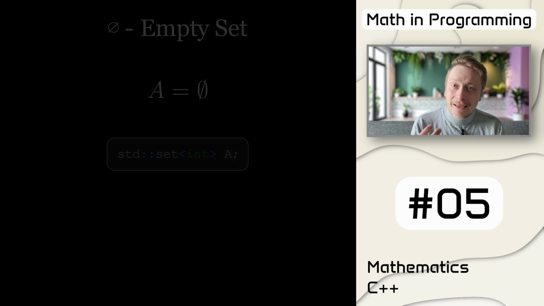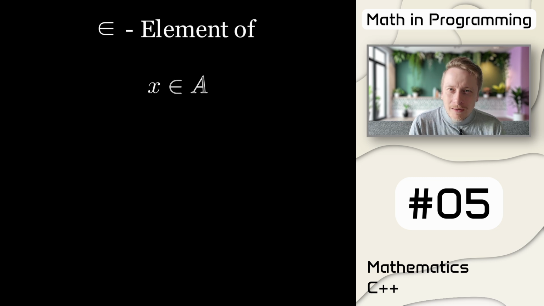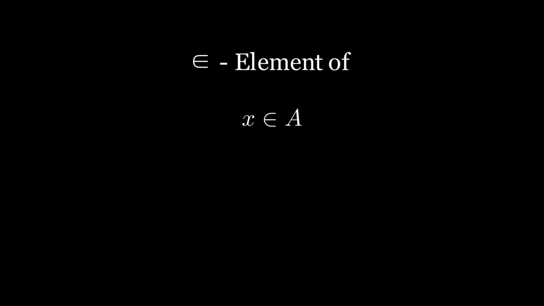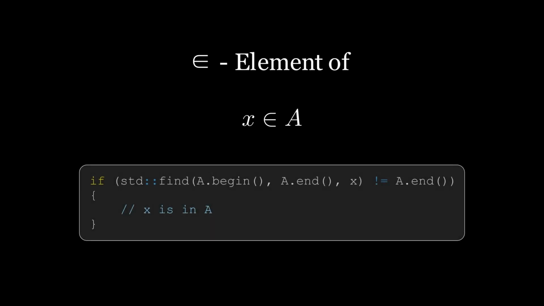Next is the concept of element of. In math, when we say x is an element of set A, we are saying that x is inside the set. In programming, we do the same thing when we check whether a value is inside a list or container. For example, we might search through a vector or a set and see if we can find x. If we find it, we know x is a part of that collection. This is what's called a membership check.